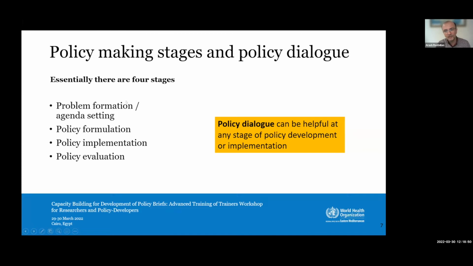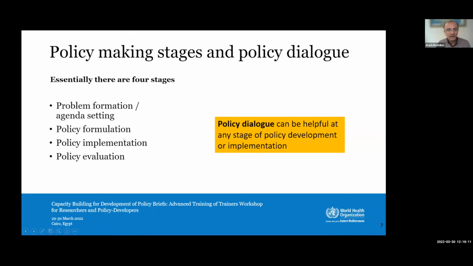So if you do policy dialogue at that stage, or at the level of policy formulation, it will help you focus on the problem and define it better. It will help you identify policy options of interest. We look at so many different sources, but policy dialogue is an option that can help.